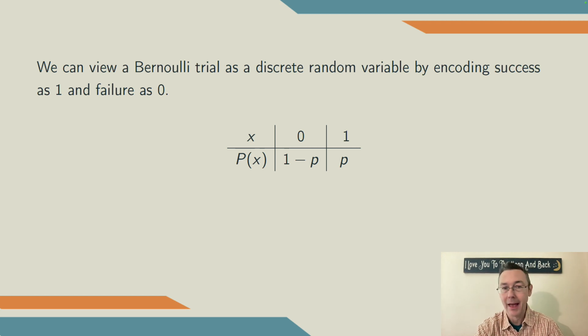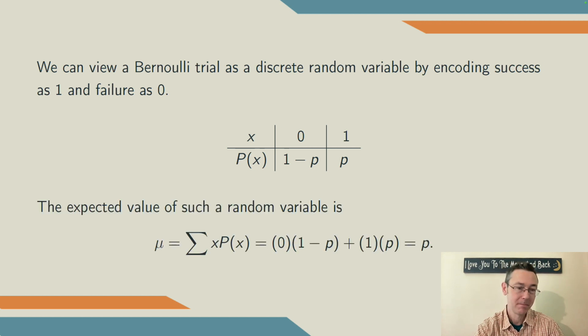Now, we can view a Bernoulli trial as a discrete random variable by encoding a success as 1 and failure as 0. This is frequently done, and it gives us this probability distribution. X can be 0 or 1. The probabilities are 1 minus p and p, respectively. Notice that those two probabilities add up to 1, as they must for any discrete probability distribution.